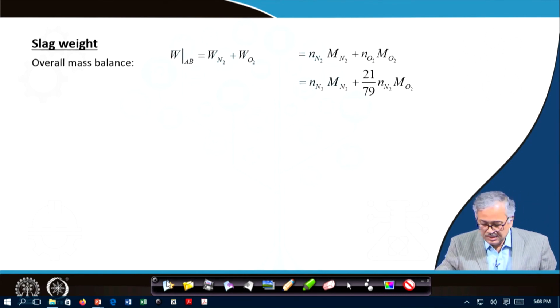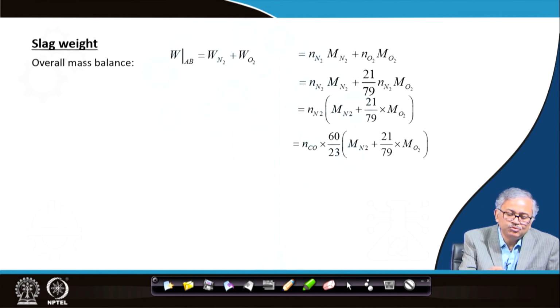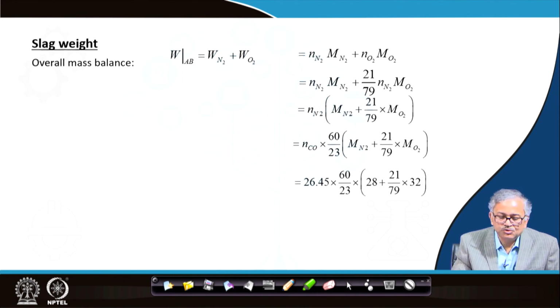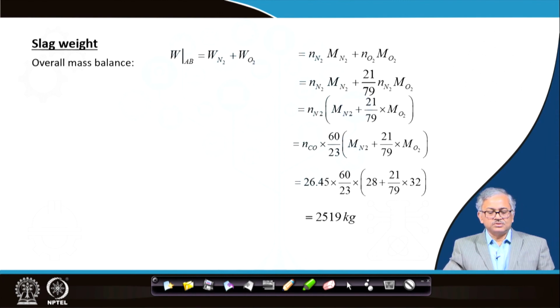So for NN2, we write it in terms of NCO, which we have calculated, 60 by 23, and then put in all the values, and it comes to around 2519. So around 2.5 tons of air blast was required here, which is not a bad amount.